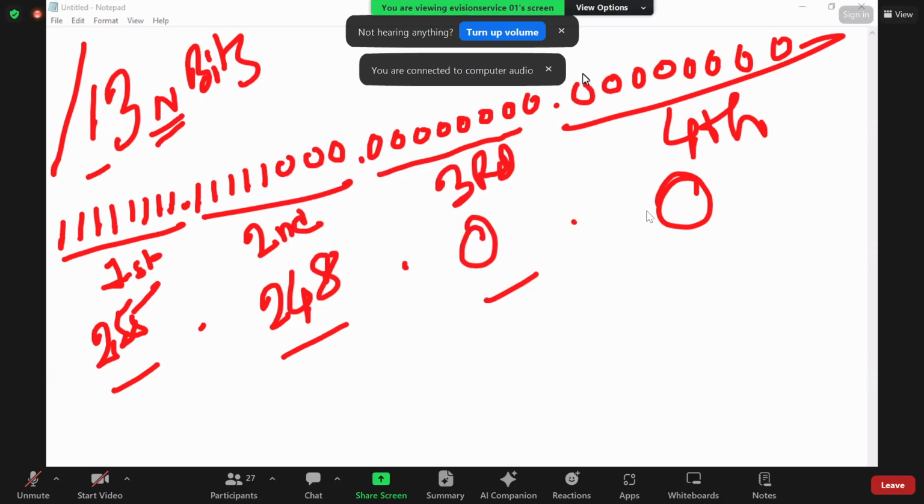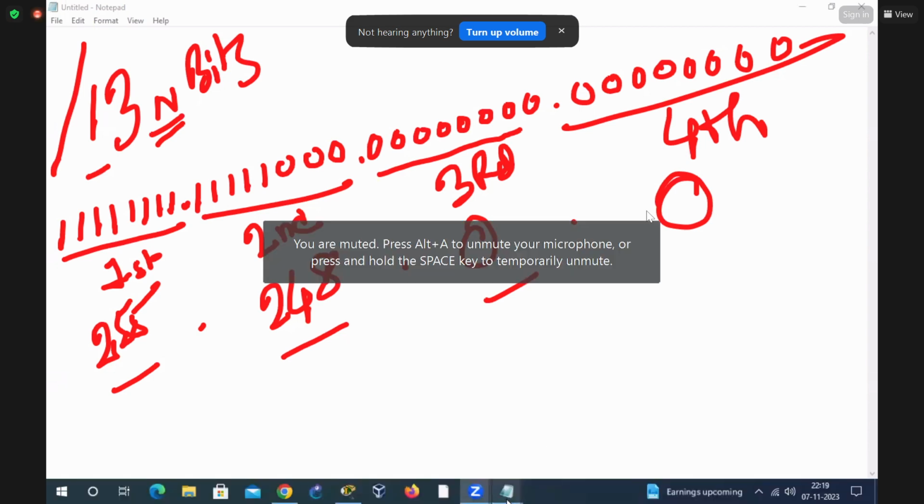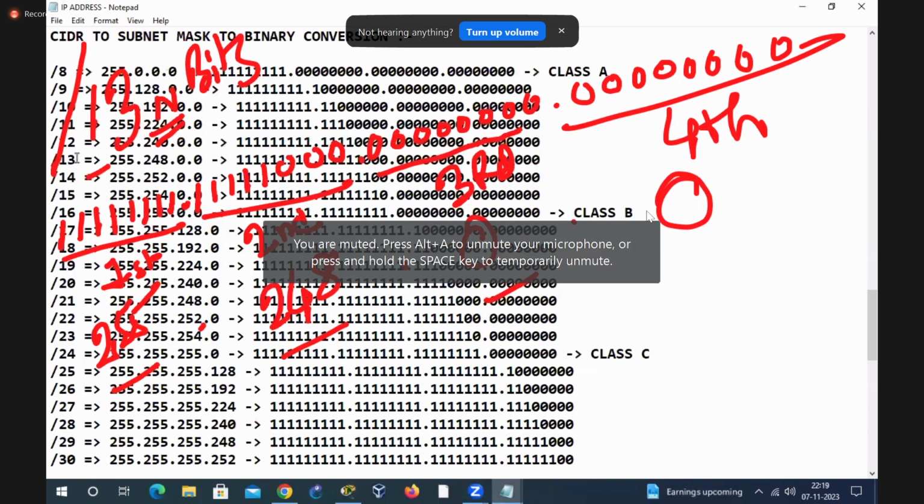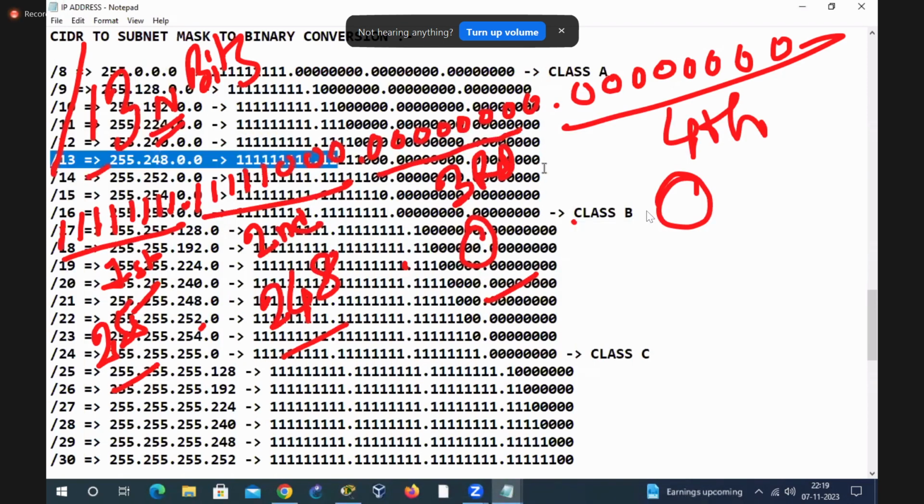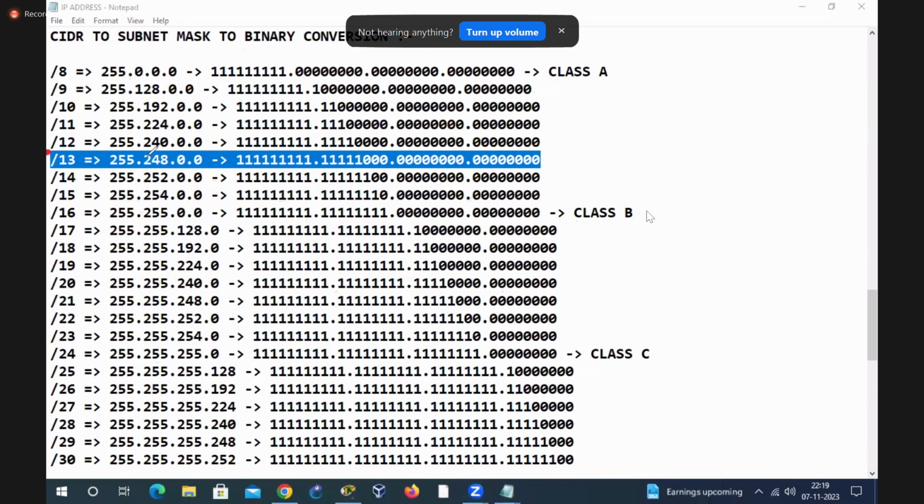255.248.0.0. So if we see, that is the same result, right? Yes or no? That is the same result. 255.248.0.0. Here you can see 8 ones. Here you can see 5 ones. The remaining are 0.